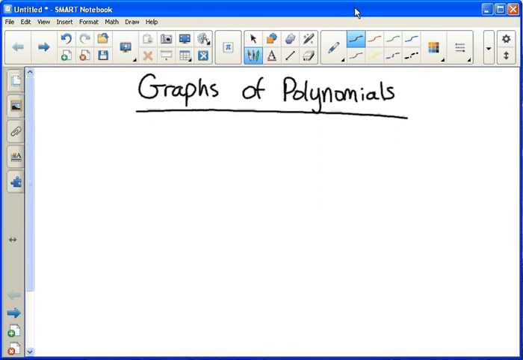So far in this course we've talked about linear equations, things of the form y equals mx plus b. We've also talked about quadratic equations, y equals ax squared plus bx plus c, and we even looked a little bit at cubics. So now we're just going to talk more in general about polynomials. So polynomials are things that look kind of like this.